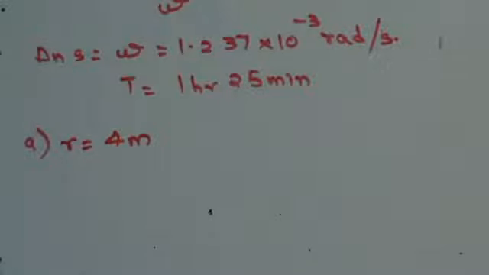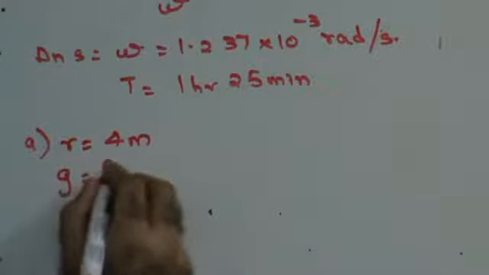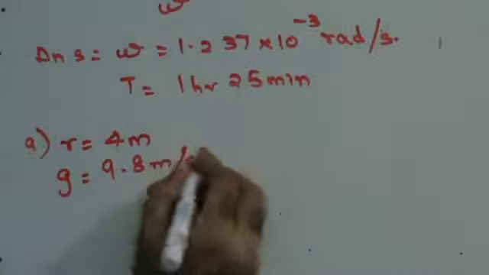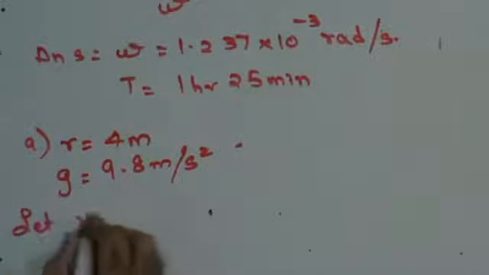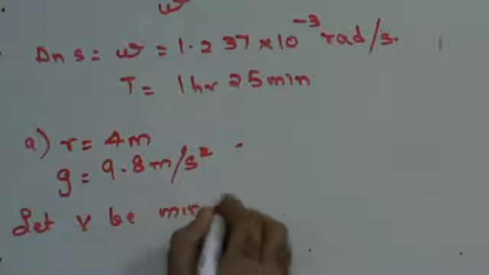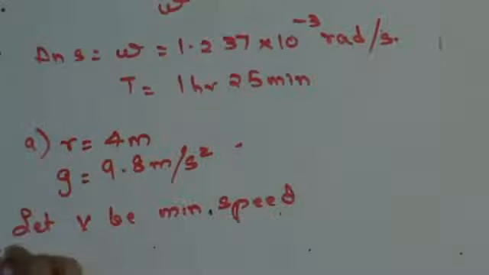So that he does not lose contact with the sphere at the highest point. Now we know that g is 9.8 meters per second square. Let v be the minimum speed of the motorcyclist.